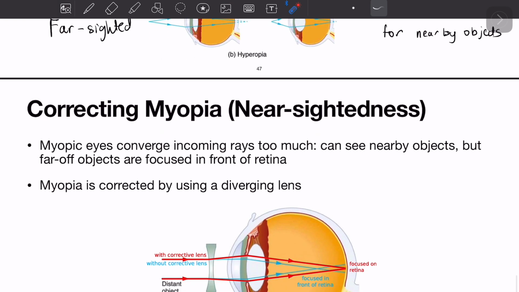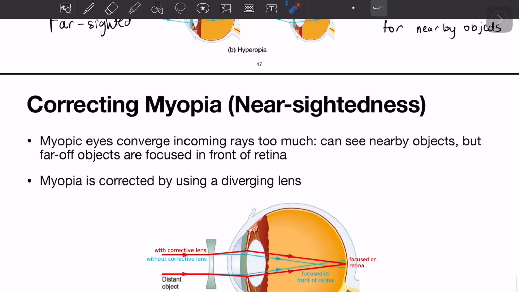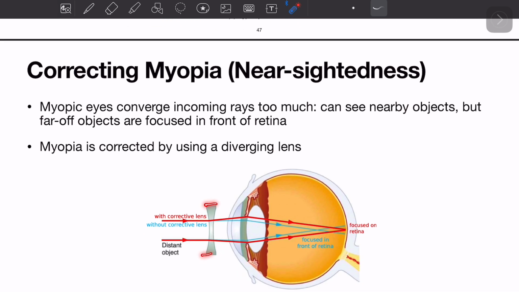So first, let's start by talking about correcting myopia. Myopia, again, just to remind you, is when the lens is too strong or the eyeball is too long and the image is being focused in front of the retina. So here, we use a diverging lens. What the diverging lens does is it takes incoming rays that are converging too much and bends the rays outward.